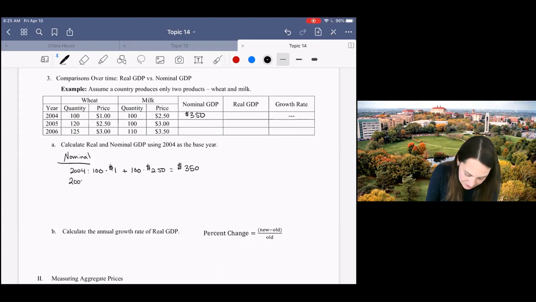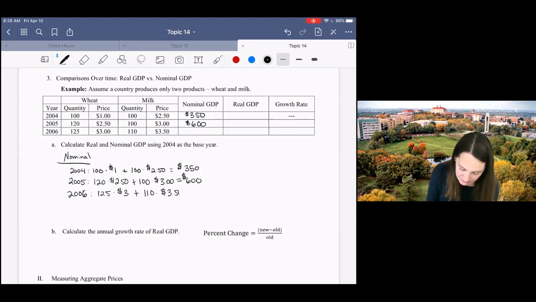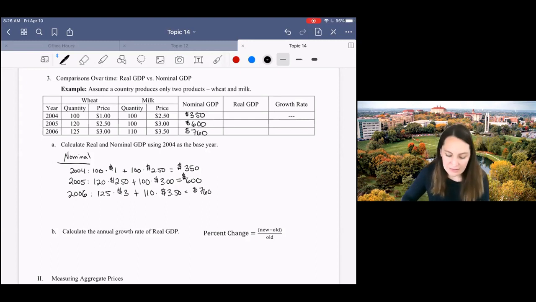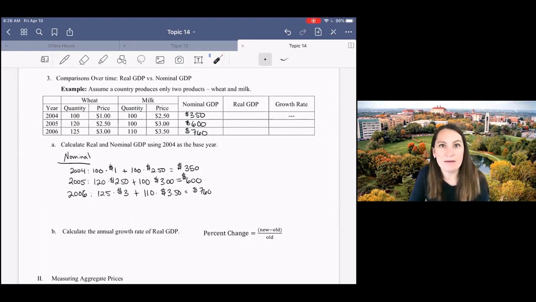Now we would go ahead and do that same calculation in 2005 and 2006. And we get, again, this number representing the total value of all production in that time period. And I'm going to write all of this out here, because what we want to do now is think about what that means when we compare our GDP numbers over time. All right, so I can see here that my nominal GDP is increasing. Does that mean that total production has increased over time?